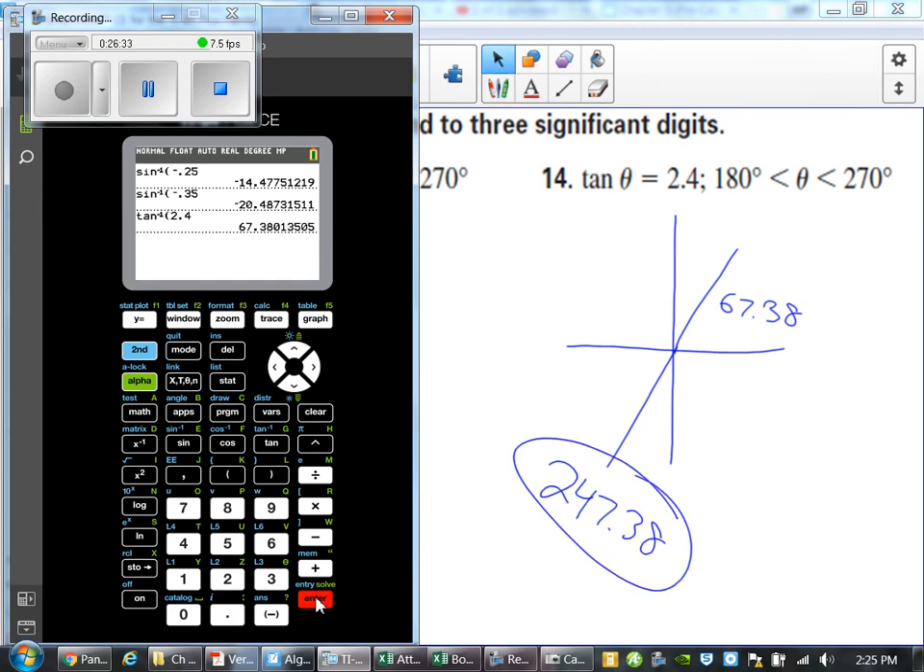You can always check it. Tangent of 247.48, or excuse me, 38. Pretty close to 2. What's wrong? Oh, we're trying to get 2.4.